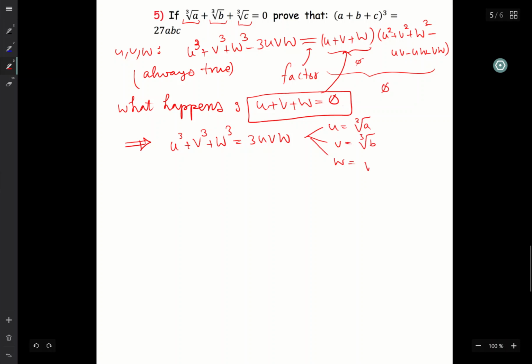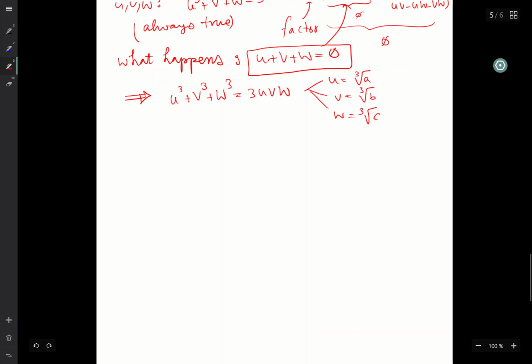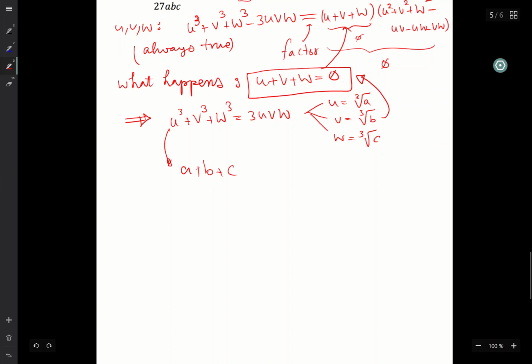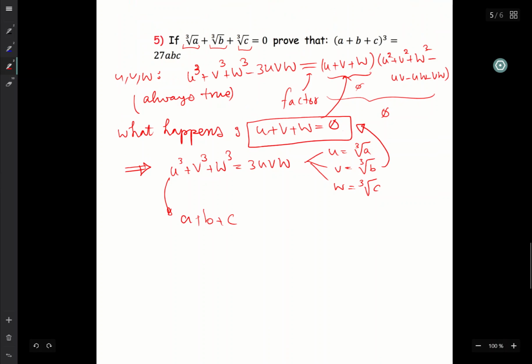Okay, now simply assume that u is the cubic root of a, v is the cubic root of b, and w is the cubic root of c. Therefore, if I raise u and v and w to the third power, I get a plus b plus c, because if this happens, then the sum of these three cubic roots is 0, because that's the assumption of the problem. And then we end up with a plus b plus c is 3 times the cubic root of abc. And simply take both sides and raise them to the third power. A plus b plus c to the third power is 27abc. Okay, so this is done.